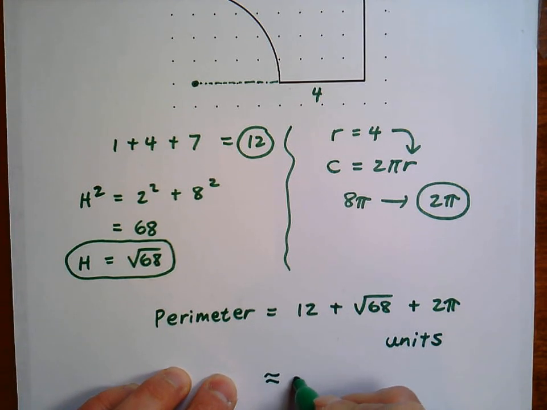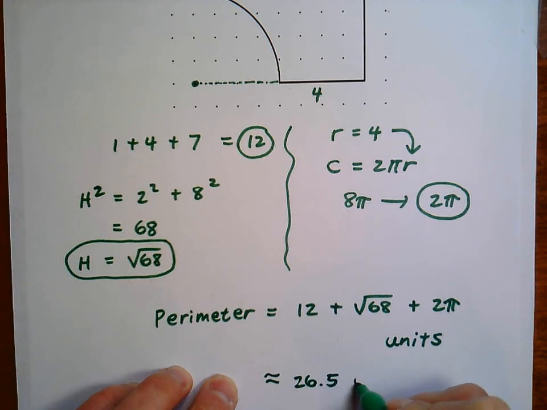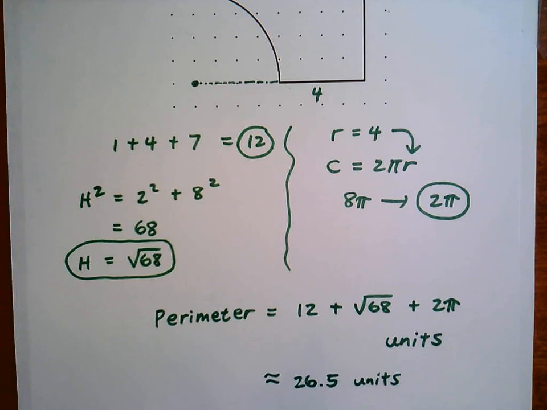So this ends up being around 26 and a half. 26.5 units around. Right, so that's really how that works. So let's do part 2.